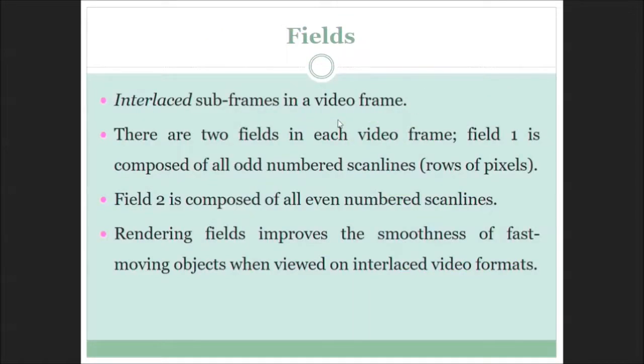Fields: interlaced subframes in a video frame. These are fields. There are 2 fields in each video frame. Field 1 is composed of all odd numbered scan lines, and field 2 is composed of all even numbered scan lines. So rendering fields improves the smoothness of fast moving objects when viewing on interlaced video frames. So this is interlaced subframes in a video frame.